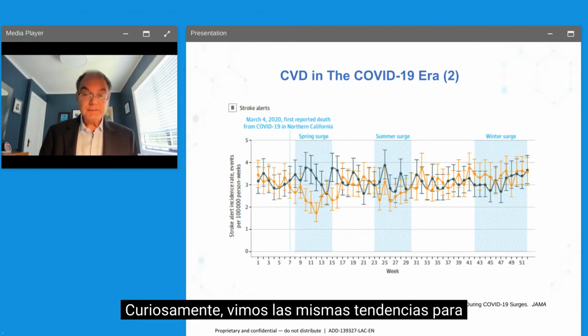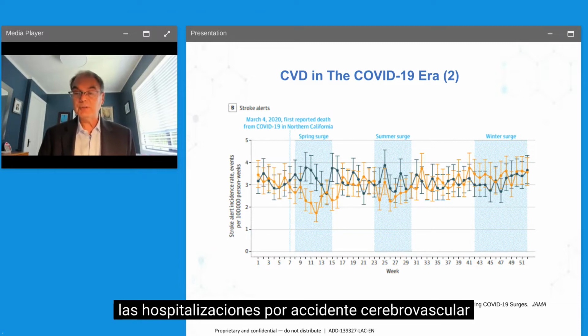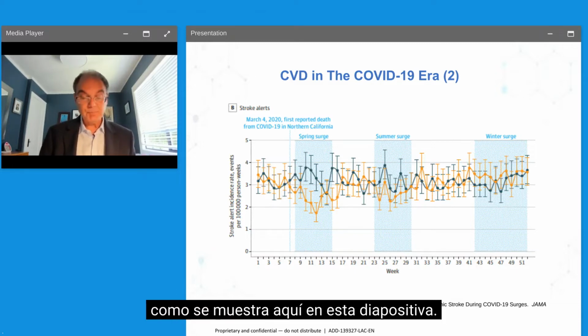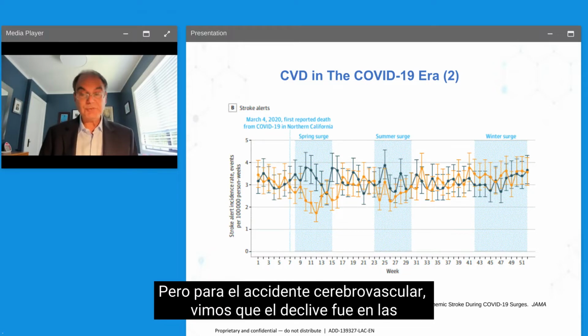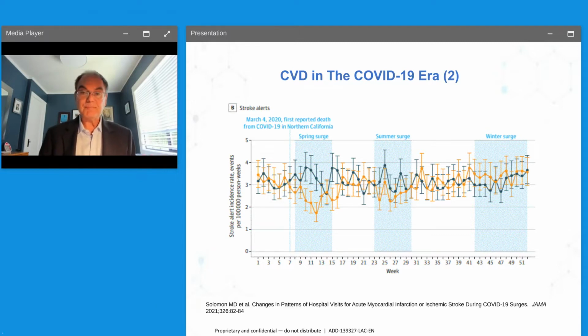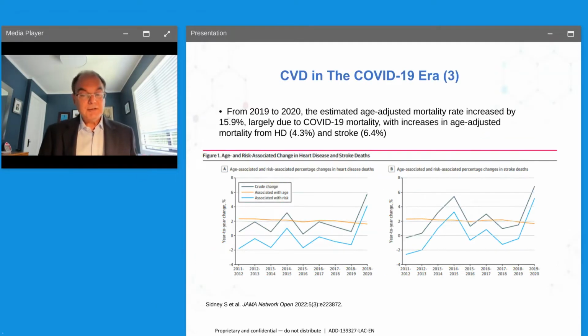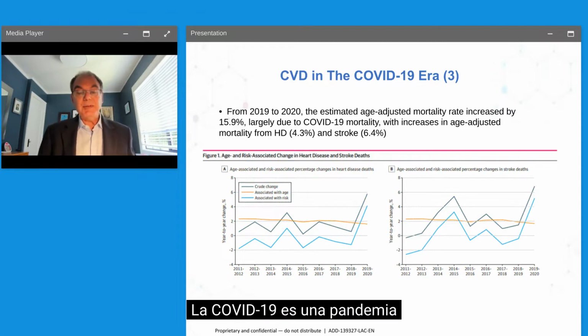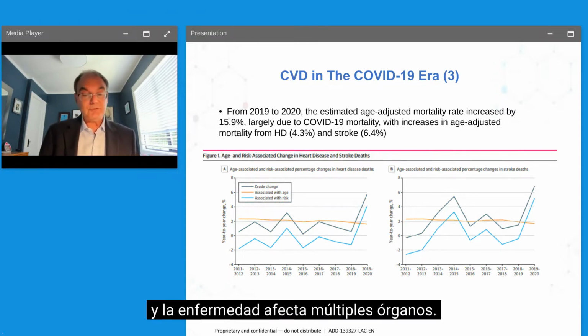Interestingly enough, we saw the same trends for hospitalizations for stroke shown here in this slide. But for stroke, what we saw was the decline in hospitalizations in the spring surge, but we did not see that phenomenon reoccurring in the winter surge. COVID-19 is a global pandemic, and the illness affects multiple organs.